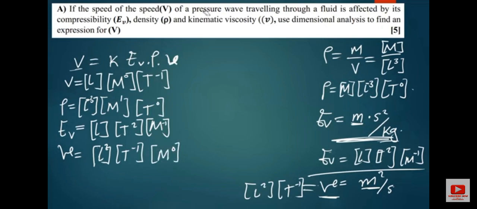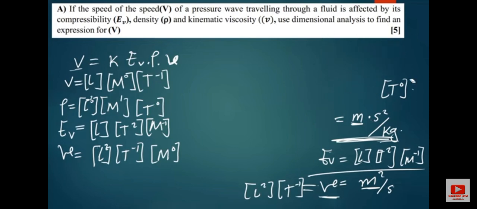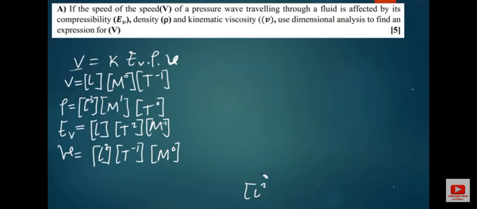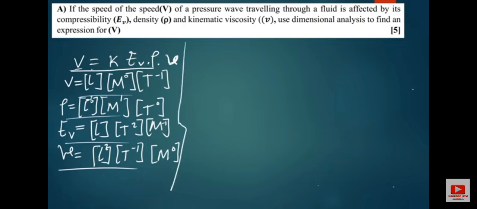We're trying to find the formula for the speed of a wave, a pressure wave, traveling through a fluid. So let us now find that formula. What is that formula? We are imagining that we don't know the formula, and we need to find it. So now I'm going to write this formula in terms of the dimensions that we have found.